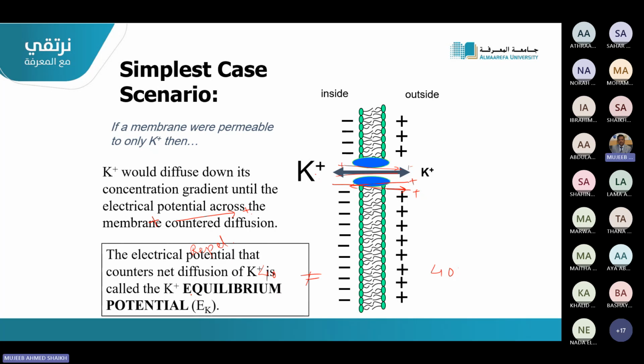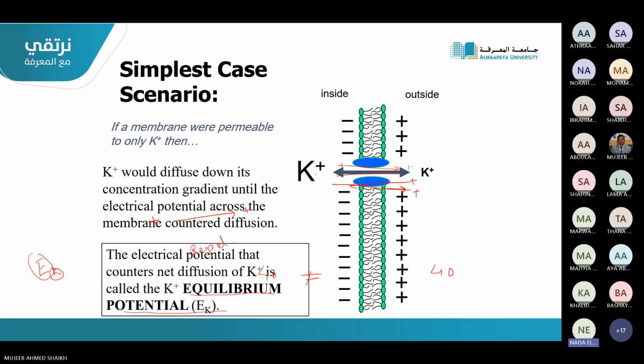A point will come when the number of potassium ions inside and outside will become equal, and at that time it is not possible for any further potassium to go out because of positivity. They are repelling each other. This is called the equilibrium potential. We call it EK, the equilibrium potential for potassium ion.